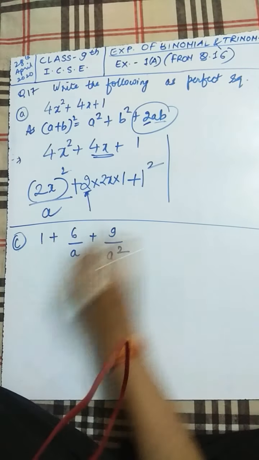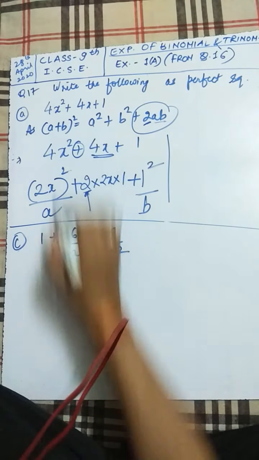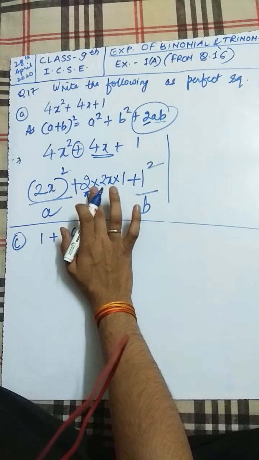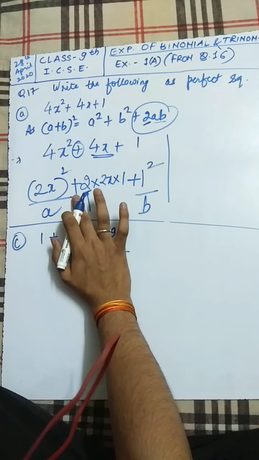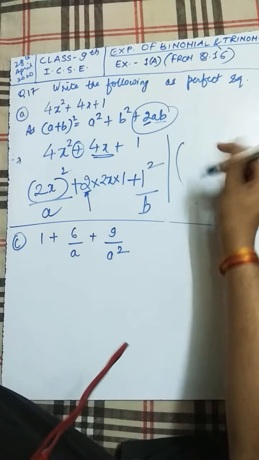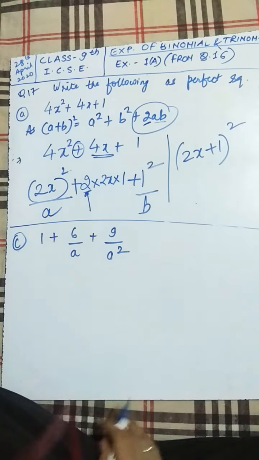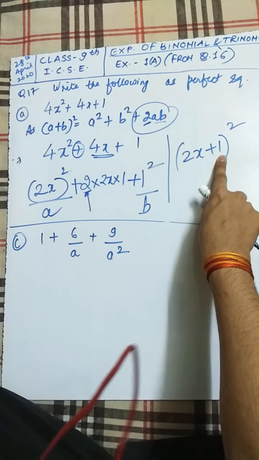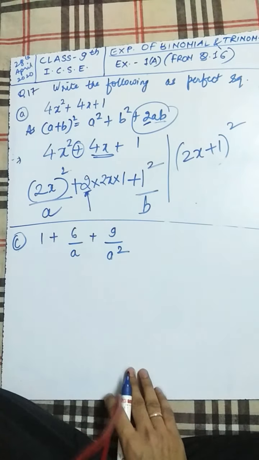This is your A, this is your B, and as it is a positive case, see, before the 2ab term, if it is positive, then this is the a plus b whole square identity case, and if this could be minus, then it is the a minus b whole square case. So from here, can we write that this is the identity of 2x plus 1 whole square, right? Because a is 2x, b is 1. And if you want to confirm your answer, expand it. If you are getting this answer, that means you are correct.